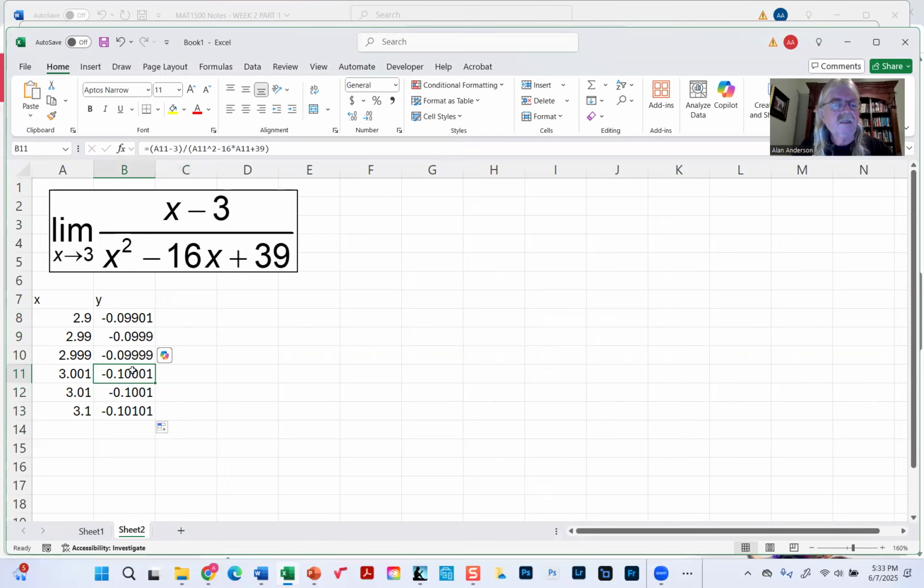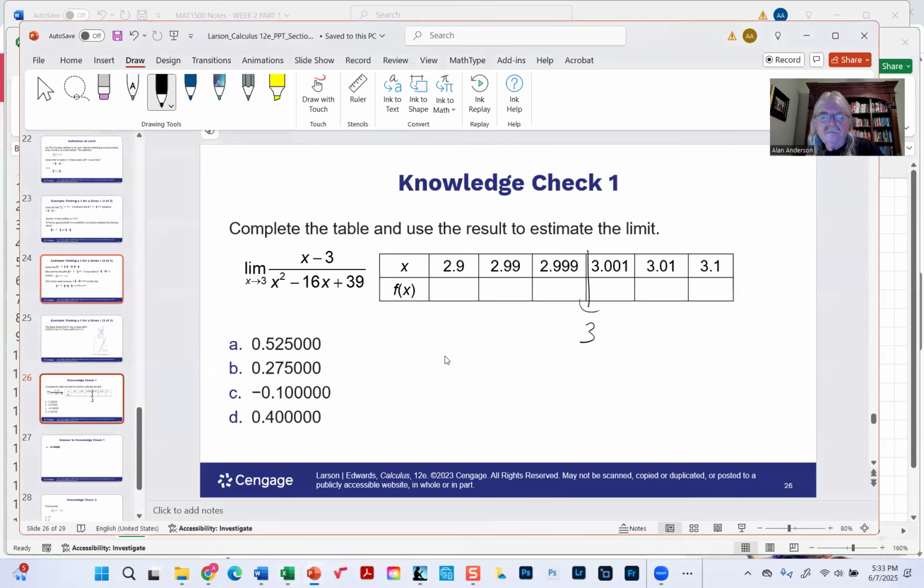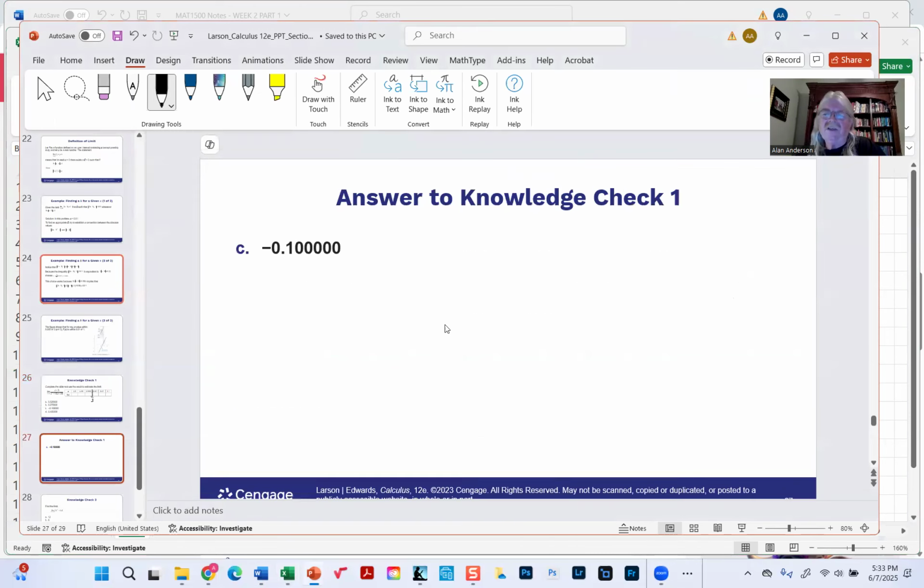So it looks like it's getting very close to negative 0.1. Okay. Now you notice that with this one, we can't really simplify it. Actually, maybe we could, but even if we could, you could see that coming from the left and from the right, we're getting awfully close to negative 0.1. And there's the answer.